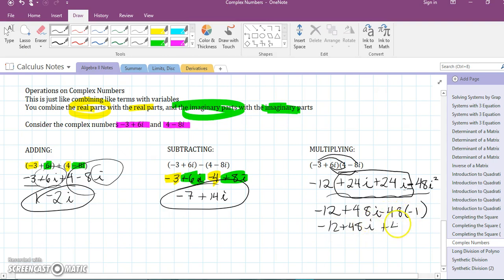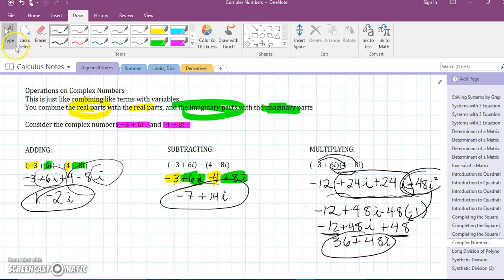-48 times -1, which is positive 48. So this turns into a real part, and then I have two real parts I can combine. -12 plus 48, that'd be 36 plus 48i, and there's your final answer. Now, once you get good at this, you might not need all 4 of these steps, but whenever you're first learning, it might be helpful to do that.